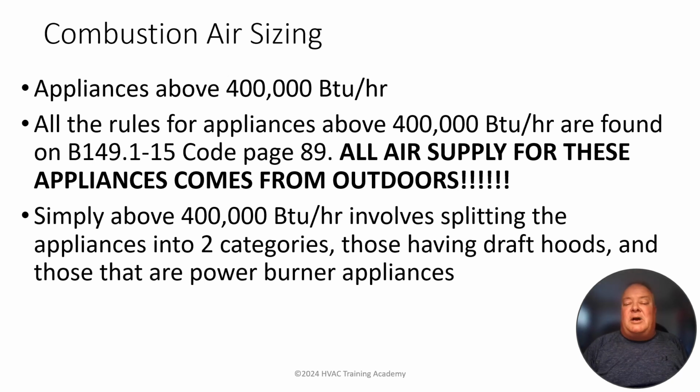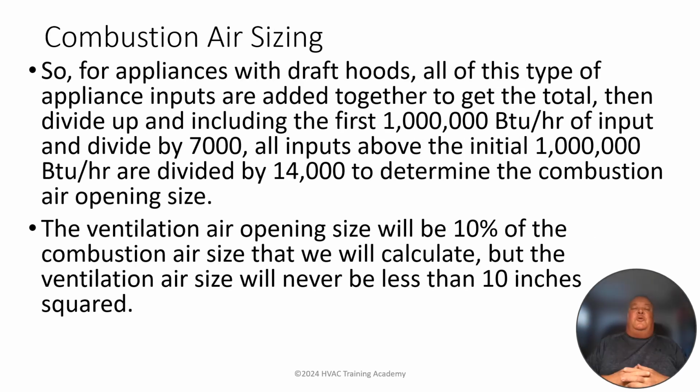So we're going to split the appliances into two categories, those that have draft hoods and those that are called power burner appliances. For appliances with draft hoods, all of these inputs are going to be added together to get a total. Then we're going to divide the first million of that input by 7,000. If we had a 600,000 BTU boiler, and that's all it was in there, we're going to divide that 600,000 by 7,000.